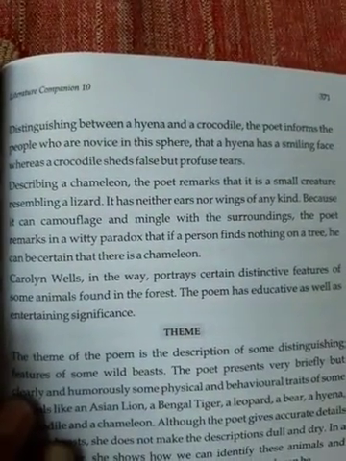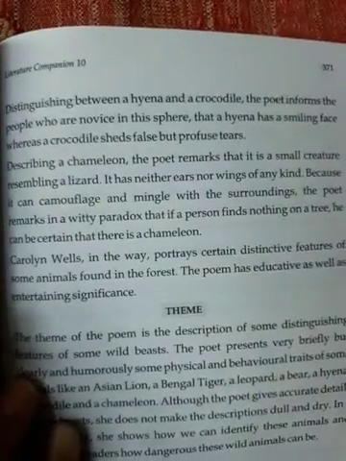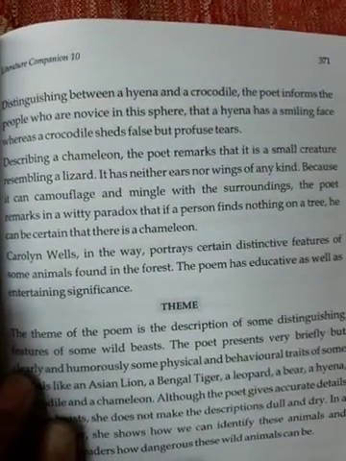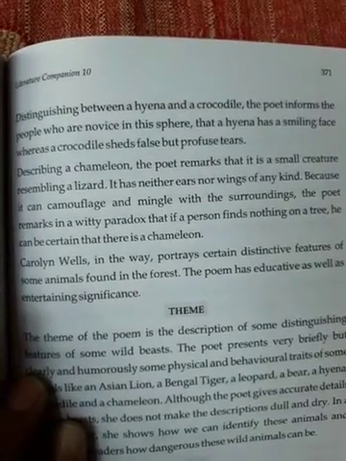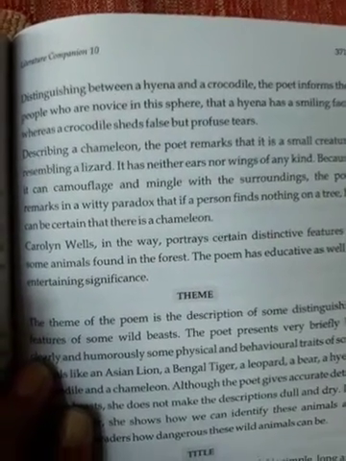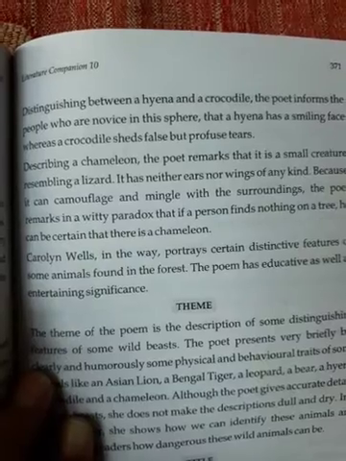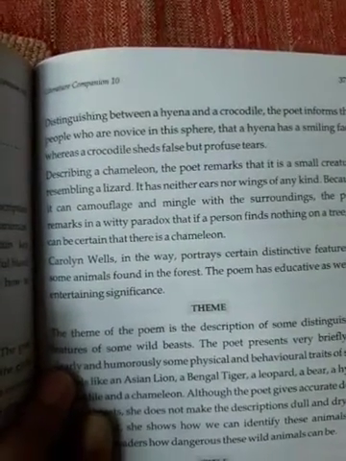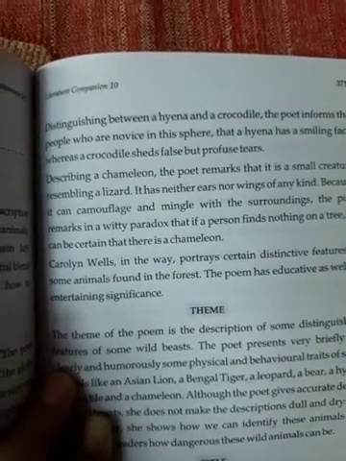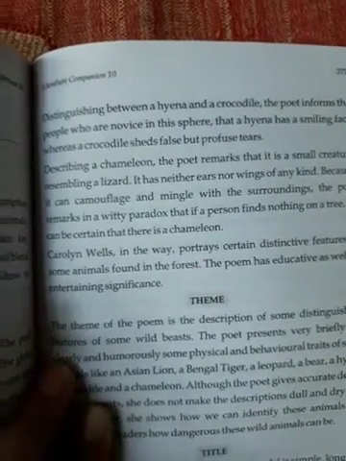Distinguishing between hyena and crocodile. Now, what is the difference between hyena and crocodile? The poet informs the people who are novices in this sphere that the hyena has a smiling face and the crocodile sheds false but profuse tears. The hyena always has a smiling face, whereas the crocodile is throwing out tears.